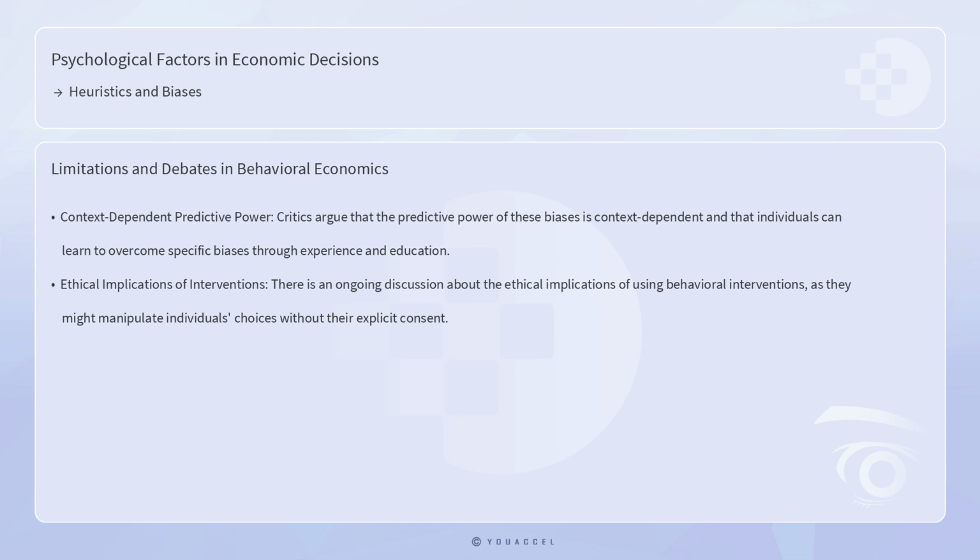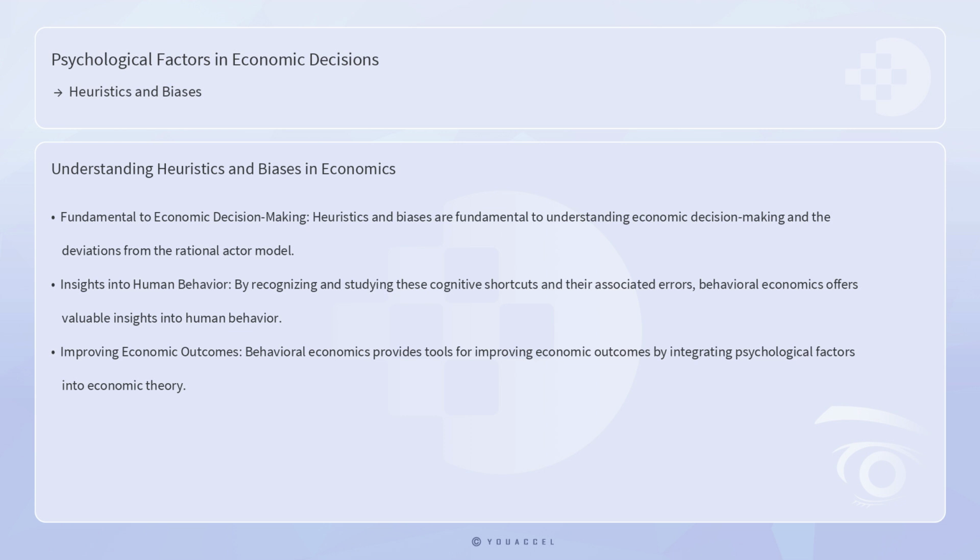without their explicit consent. In conclusion, heuristics and biases are fundamental to understanding economic decision-making and the deviations from the rational actor model. By recognizing and studying these cognitive shortcuts and their associated errors, behavioral economics offers valuable insights into human behavior and provides tools for improving economic outcomes. The integration of psychological factors into economic theory not only enriches our understanding of decision-making processes, but also facilitates the design of more effective policies and interventions.